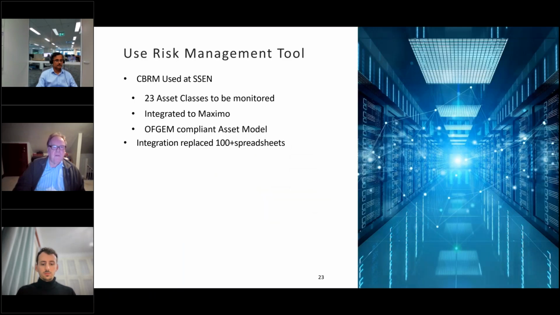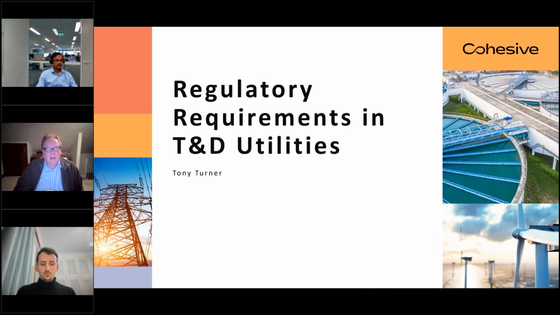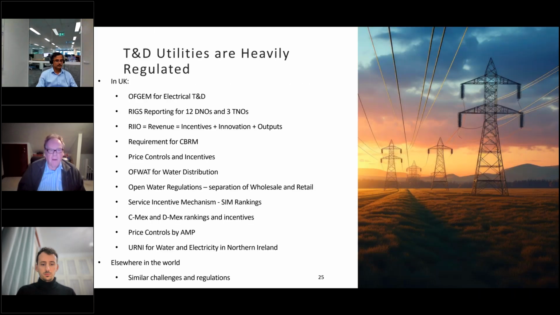So, a risk management tool, CBRM, managing 23 classes, and they're producing Ofgem standard reports. Talking about Ofgem, I apologize, I'm from the UK. We have our own regulators. We've got Ofgem for electricity, we've got Ofwat for water. We're also dealing with URNI for Ireland. But there are regulators all over the world.